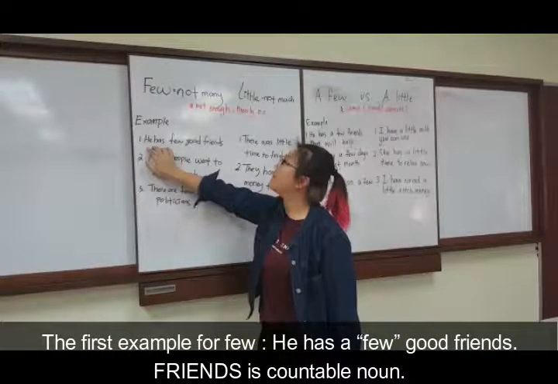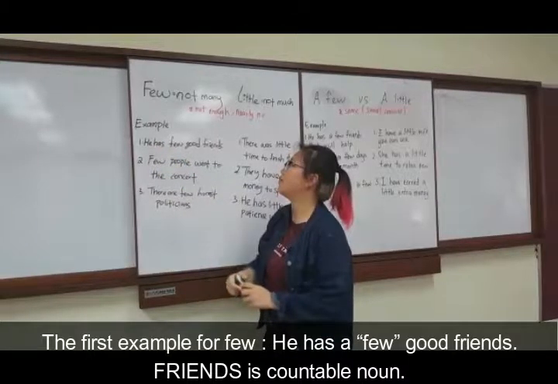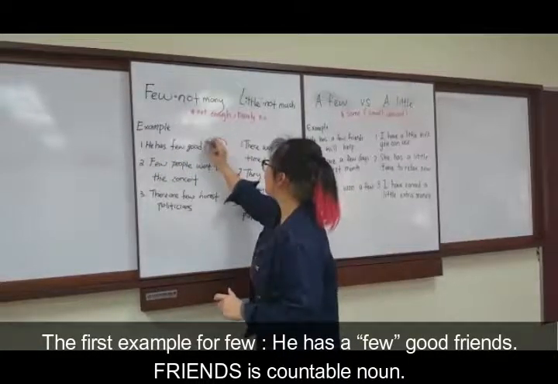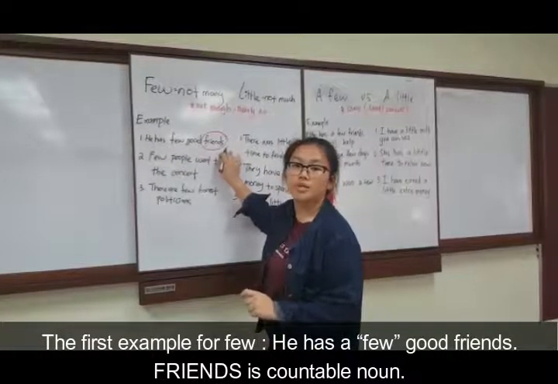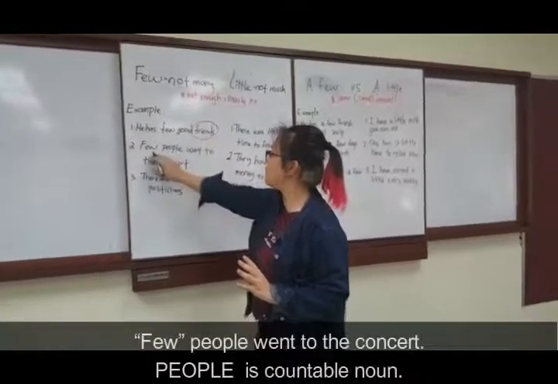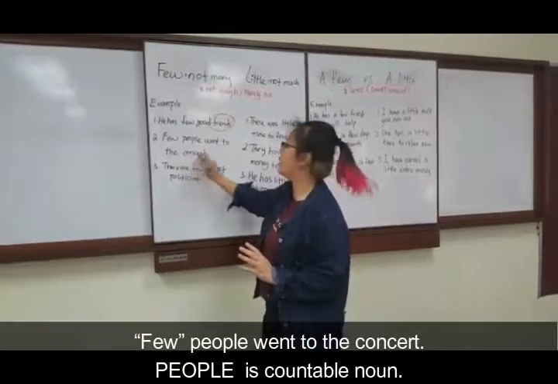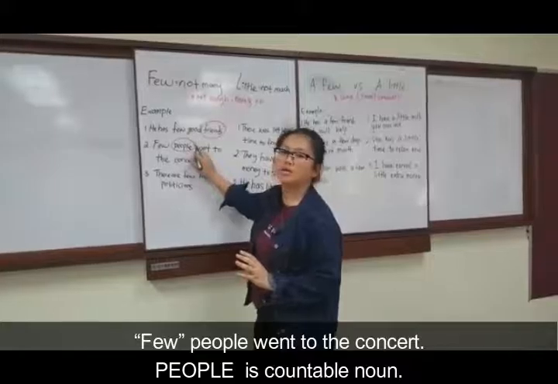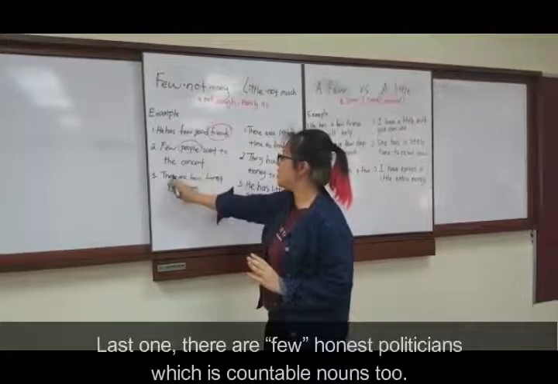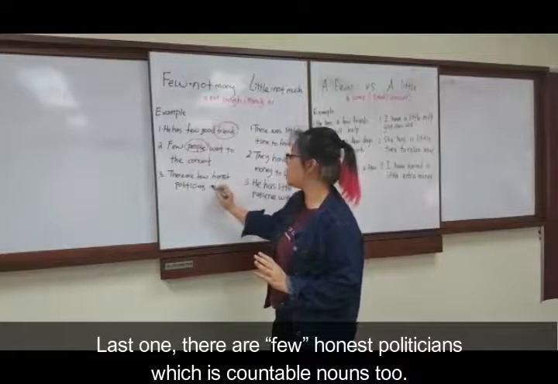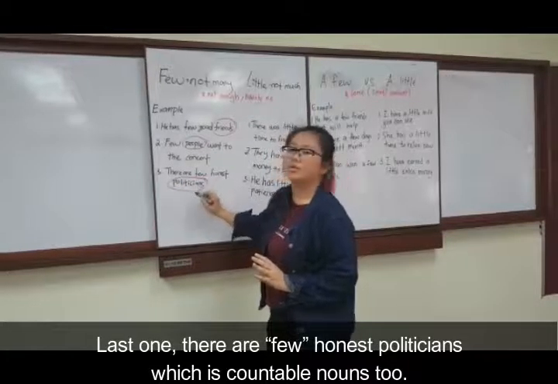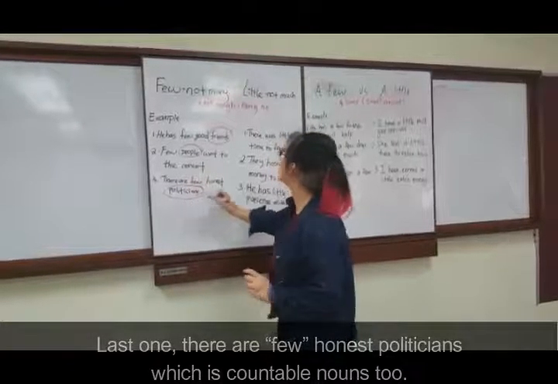Let's take a look. The first examples are for few. He has few good friends. Friends is a countable noun. Few people went to the concert. People is also a countable noun. Last one, there are few honest politicians, which is a countable noun too.